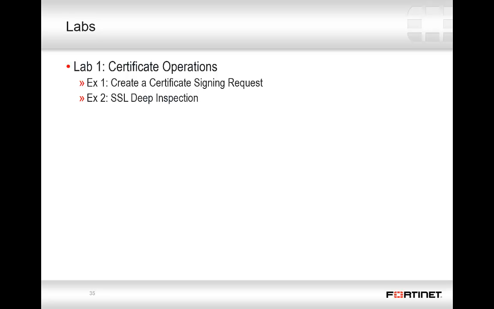Now it's time for the labs. In this lab, you'll generate a certificate signing request from a FortiGate device. In a second exercise, you will enable SSL inspection.